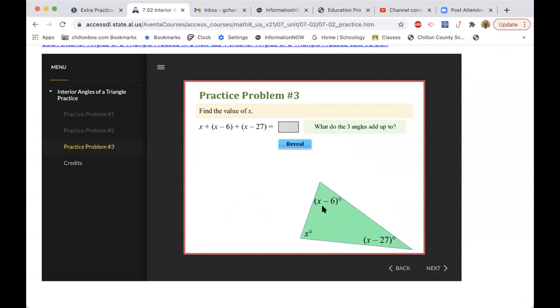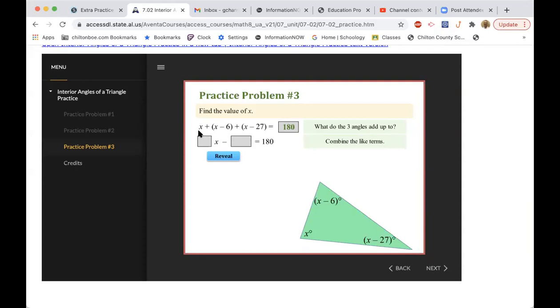Now we have expressions. When you have expressions, you have to use an equation. You can't just subtract two numbers from 180 and get your answer anymore. You have to use an equation. So x plus x minus 6 plus x minus 27 is adding up all three angles. You still set it equal to 180. You still combine like terms. Now, I don't have any distributor outside of these parentheses, so there is no distributive property. There's no multiplication. The parentheses are really useless.